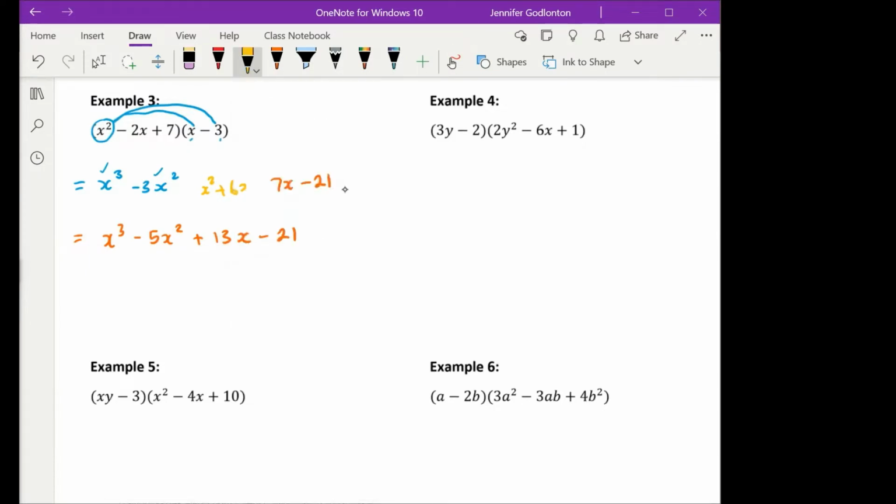Then we look at our second term, the minus 2x, and it also needs to be multiplied by both. So minus 2x times x gives me -2x squared, and minus 2x times -3 gives me positive 6x. Then we take our last term: 7 times x is 7x, and 7 times -3 is -21. Once I have all of those, I look for my like terms. So I've got -3x squared minus 2x squared, which gives me -5x squared, and 6x plus 7x, which gives me 13x.